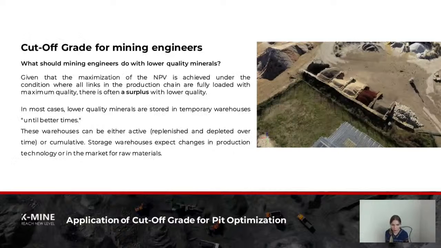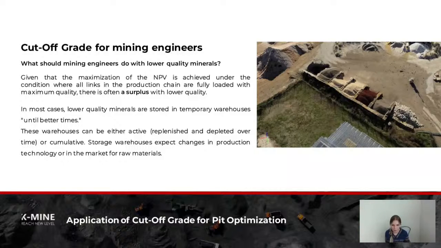But what should mining engineers do with lower quality minerals? So if we take into consideration that maximization of the NPV is achieved under conditions that all links in the production chain are fully loaded with maximum quality, there is often a surplus with lower quality, and in this event, there is spare capacity at the factory, and most likely that means that we can use a mineral with a lower grade, and vice versa. If there is no reserve, then the cutoff grade must be increased in order to increase the profitability of the final product.